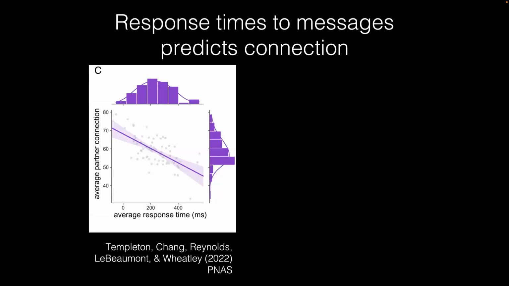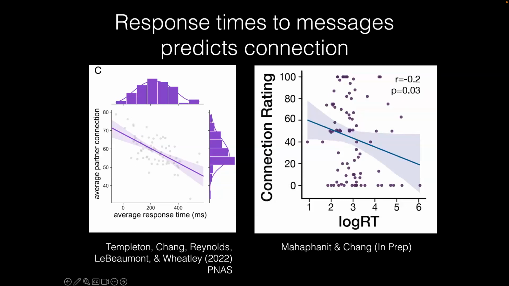Okay, so what we find first is, can we replicate Emma's finding? Emma did this in a real conversation where people are getting to know each other. And this is in a text-based group chat online. It's not as pretty or clean, but we find the same relationship: the faster someone responds to you in the chat, the more connected you feel to them afterwards in the study.